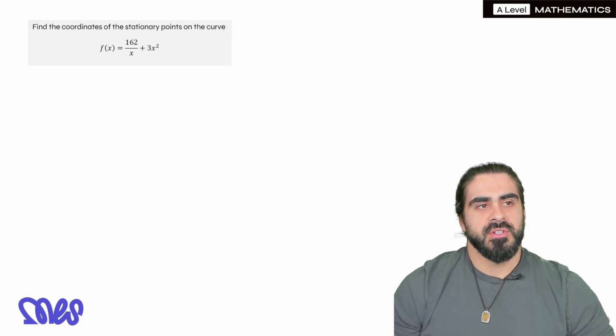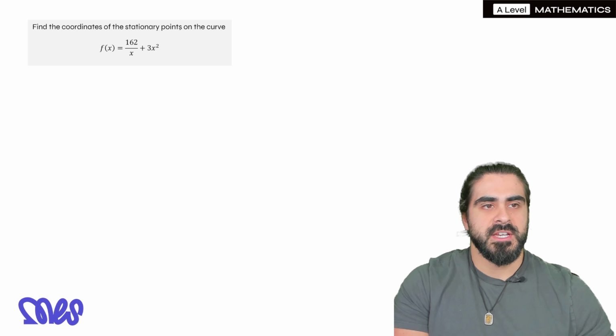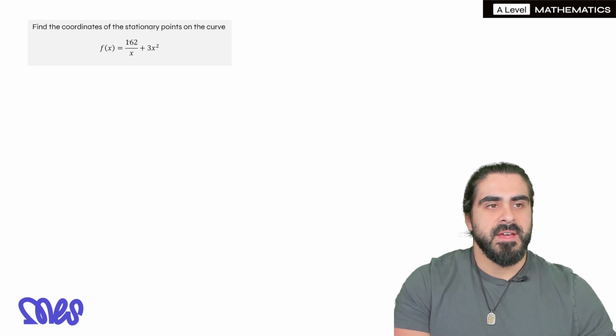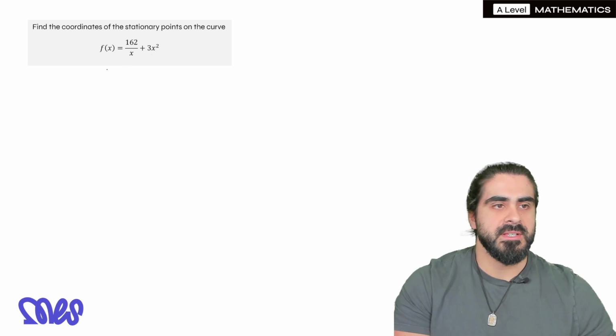So let's just do some questions. It's all really just algebra. We know how to differentiate. Find the coordinates of the stationary points on the curve f of x is 162 over x plus 3x squared. We know stationary point or points means to differentiate, and the gradient has to be 0.